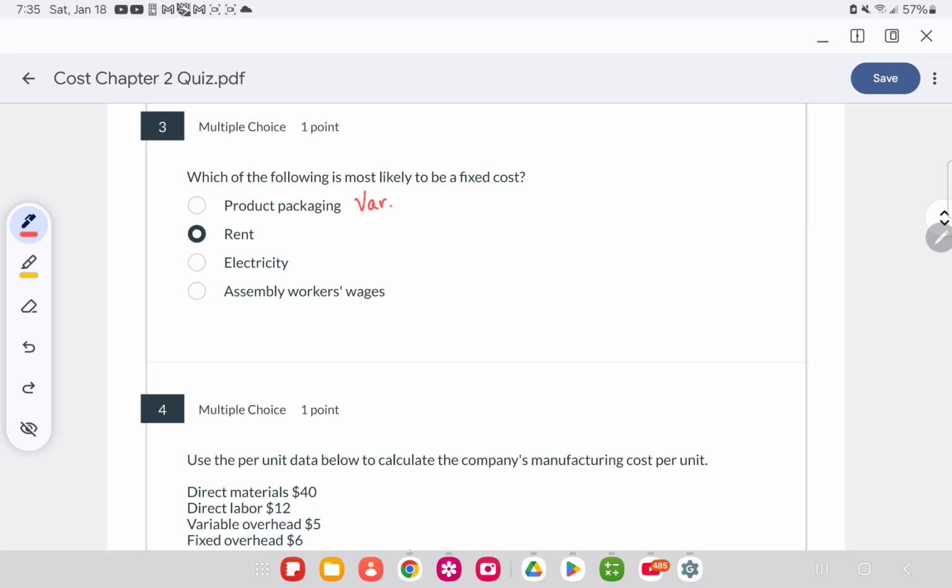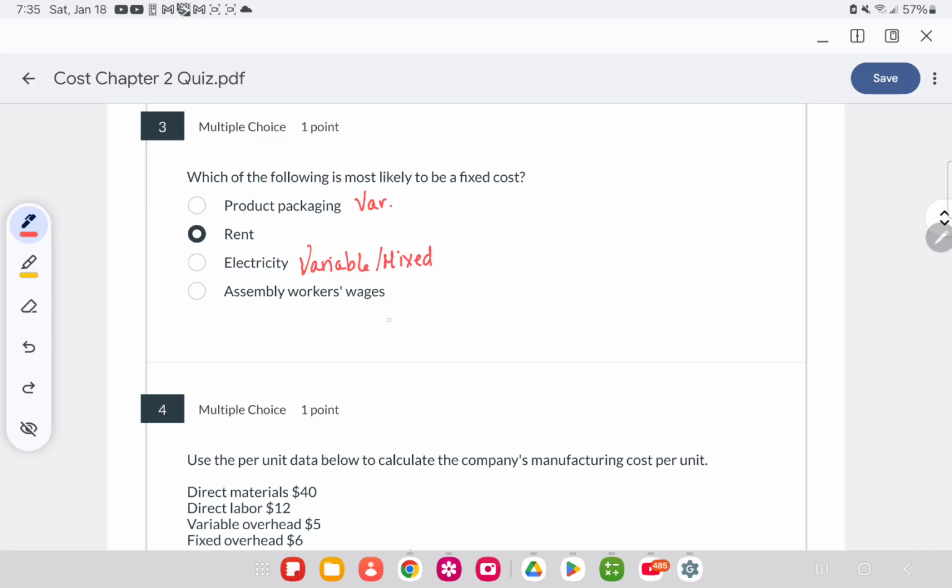Rent, are we going to incur more rent just because we produce one more unit? No, we will not. So that would be fixed. Electricity, are we going to use up more electricity because we're producing an additional unit? Most likely. And I do know that there are arguments out there that might say, well, if we produce one more unit, it depends on what we're manufacturing. Yes, I know. But generally, we will usually consider electricity as either variable or mixed. It depends. Usually, I think it's mixed, but some textbooks disagree.